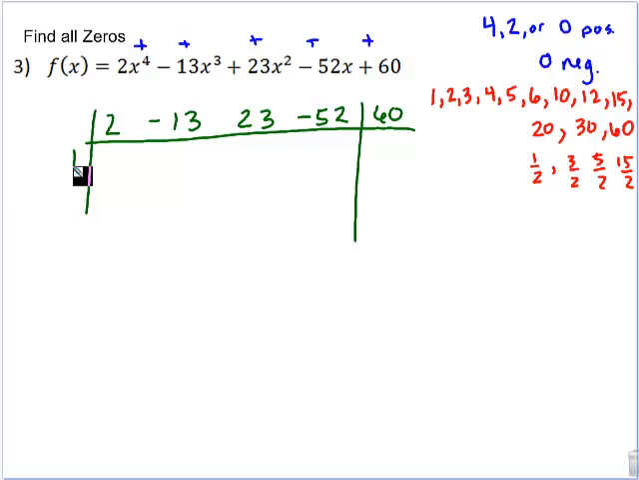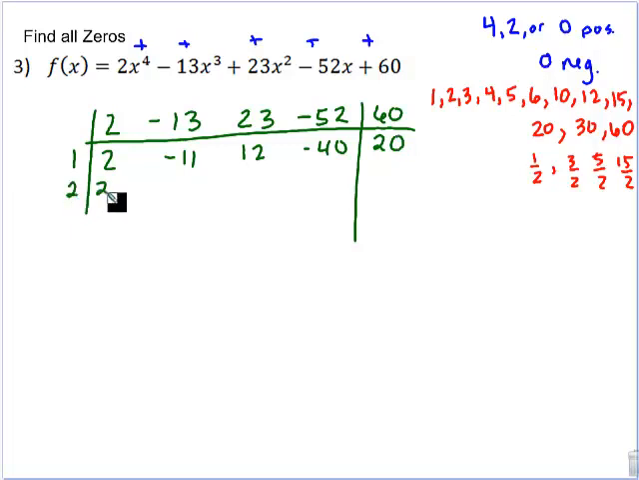Okay, synthetic division, so we drop down the 2. 2 times 1 is 2, add to negative 13, negative 11. Negative 11 times 1, negative 11, add to 23, 12. 12 times 1 is 12, add it to negative 52, negative 40. Negative 40 times 1, so negative 40, and add it to 60, 20. Okay, well that didn't work, but that's okay. So maybe we'll try 2 next.